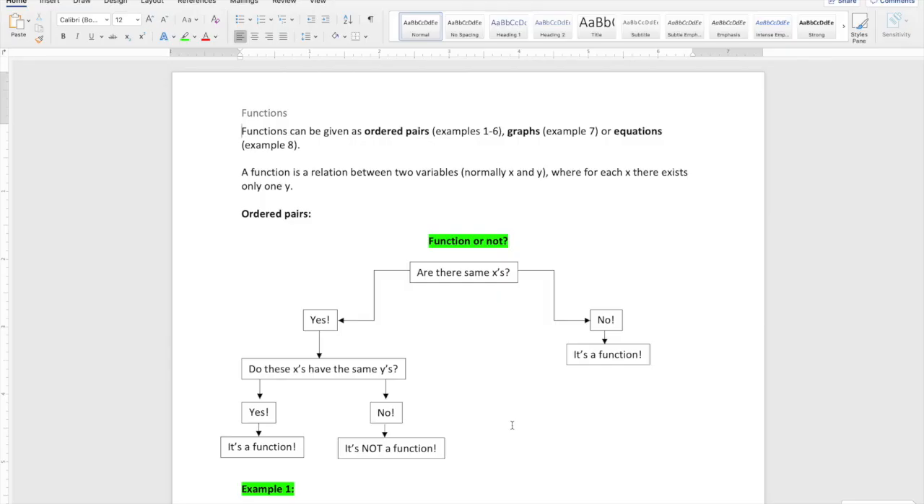Today I will talk to you about functions, how to determine what's a function and what's not a function, and how to determine domain and range of a function. So first of all, it's very important to know the definition of a function. I have it right here.